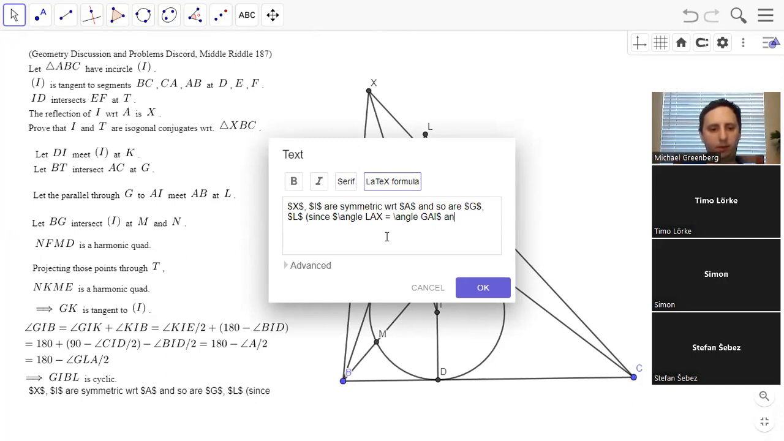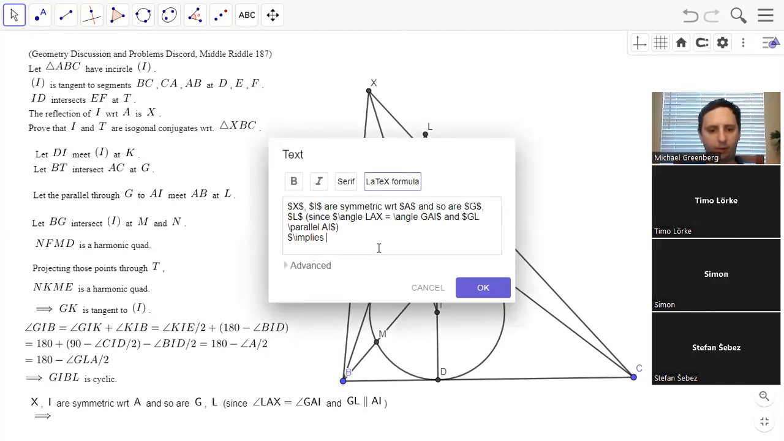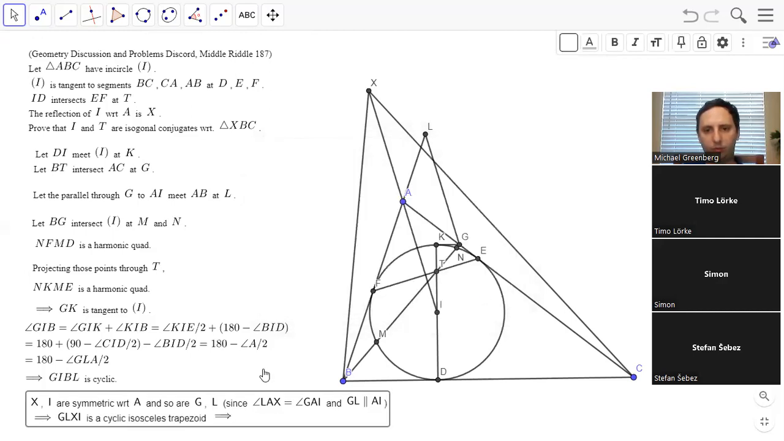And VL is parallel to AI. And so that means that GLXI is a cyclic isosceles trapezoid. And that means that GLXBI is cyclic.